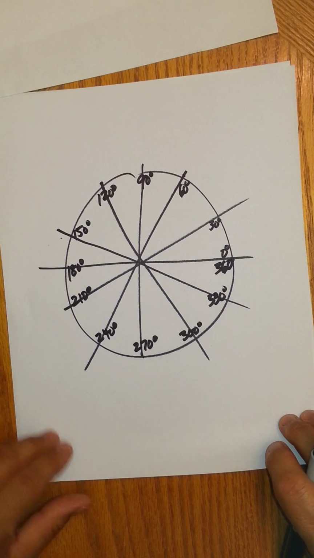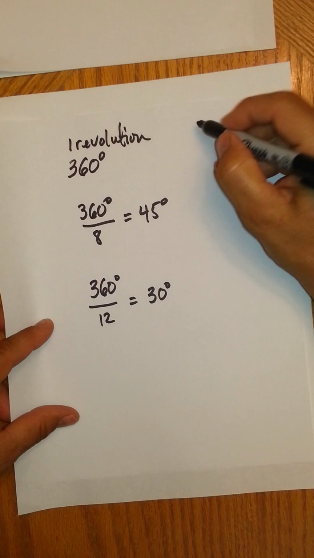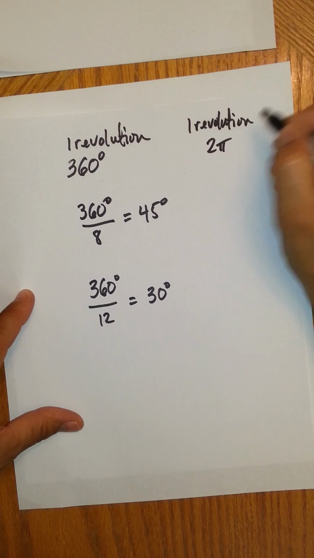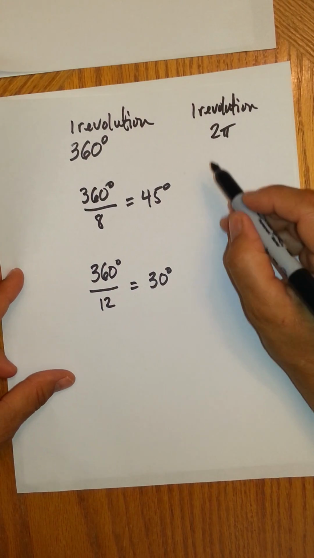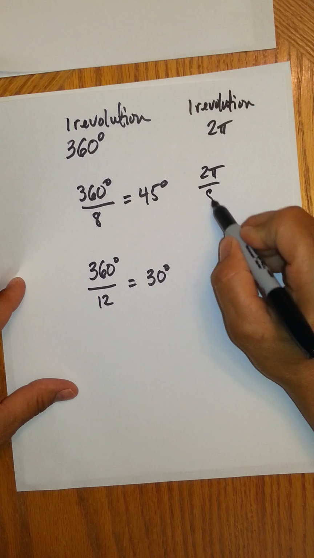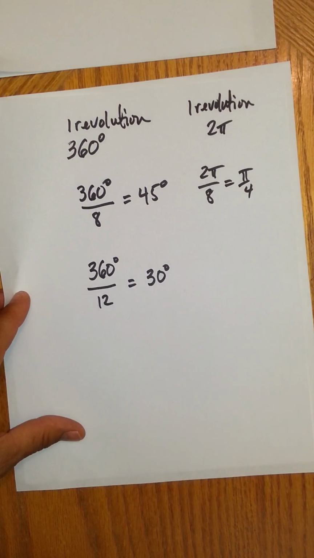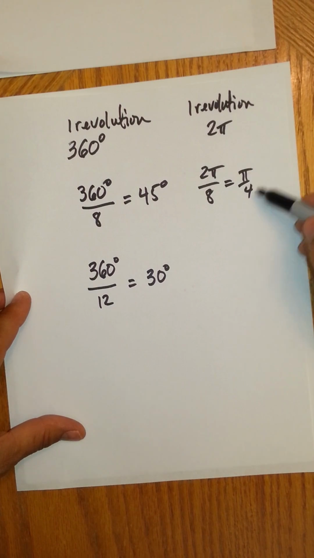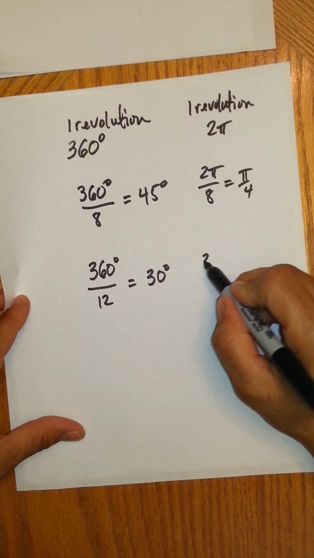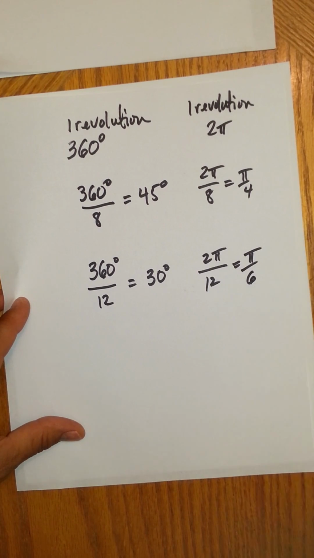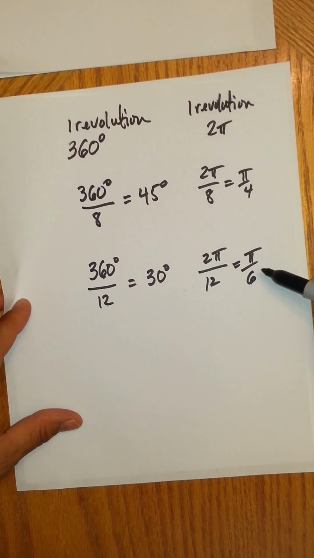Now, let's talk about radians. 1 revolution in radians is 2 pi radians. All right, so if you take 2 pi and divide it into 8 equal parts, you're going to get pi over 4. So pi over 4 is equivalent to 45 degrees, and that's what we're going to look at, multiples of pi over 4. You could also take 2 pi and divide it into 12 equal parts, and you're looking at pi over 6. So the 30 degrees are the same as the multiples of pi over 6. All right? So let's take a look at that.